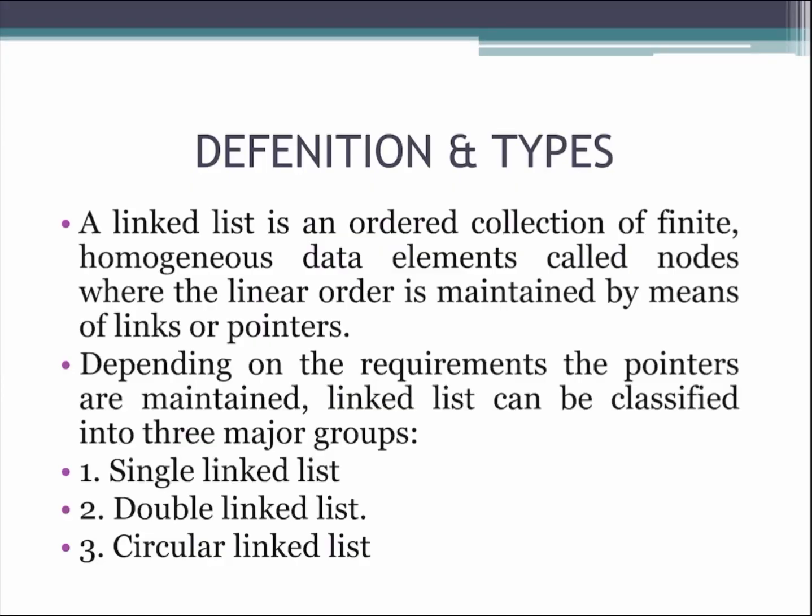We are going to the definition of linked list. A linked list is an ordered collection of finite homogeneous data elements called nodes where the linear order is maintained by means of links or pointers. So here the data are finite and homogeneous and it is an ordered collection. What is homogeneous? Homogeneous means if a node consists of only one data part and it contains integer value, then all the nodes contain the integer value.